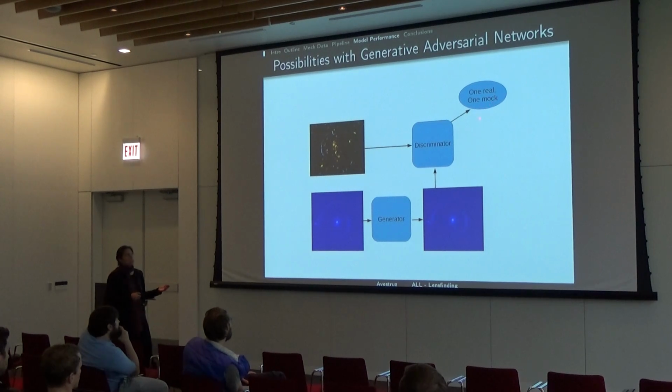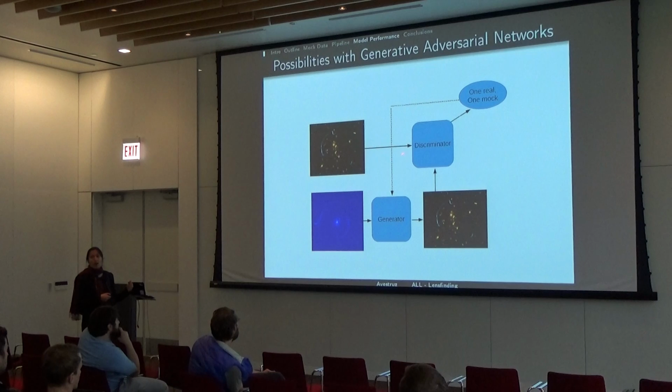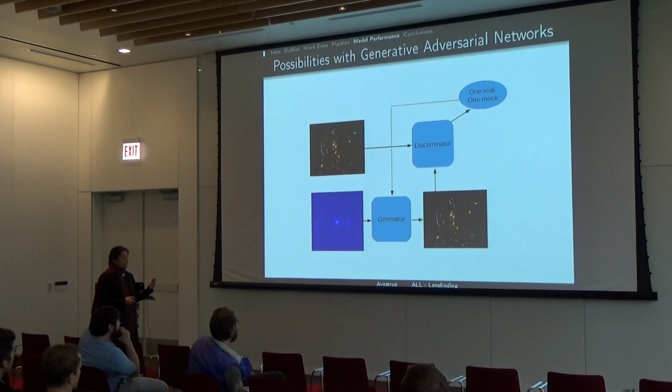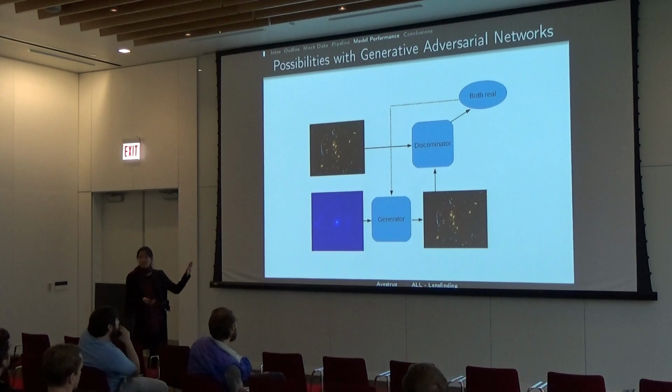So the discriminator is basically going to know one's real, one's mock. You feed that information back into the generator, and the generator slowly changes with each step. Eventually, you want to minimize the bias between what might be going on in a mock image versus an observed image, such that when you feed the output of the generator to the discriminator, it's going to think that both are real.